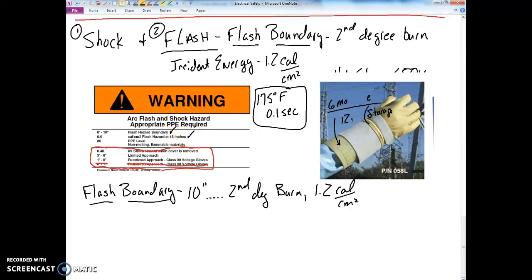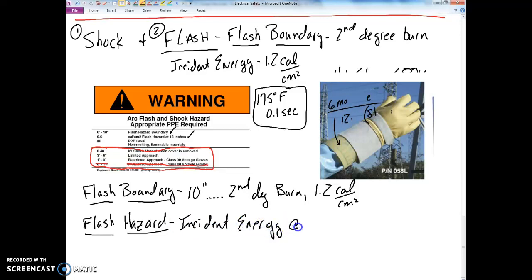The flash hazard, the next thing that we list on there is what's called the flash hazard. And they use a standard working distance of 18 inches. And what that is, it tells me the incident energy at 18 inches. And in this case, it's equal to 0.6 calories a square centimeter. And all that's telling me is that I wouldn't suffer a second-degree burn at 18 inches. 0.6 would probably cause some skin irritation or something like that. But that's how that works.